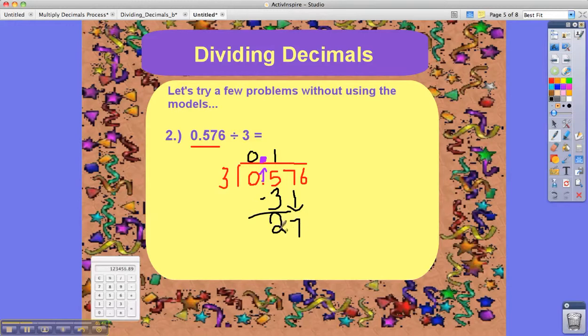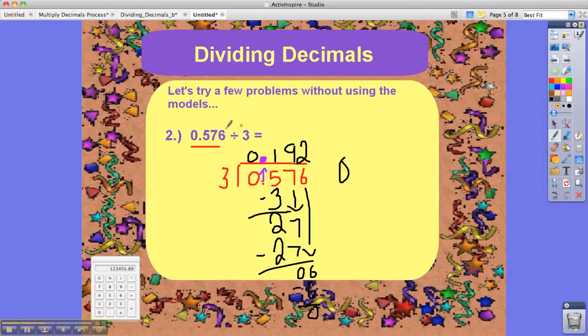So now 3 can fit into 27 9 times. Notice I put the 9 right above the 7. 9 times 3 is 27. And 27 minus 27 is 0. So we're bringing down the 6. 3 can fit into 6 2 times. So I put the 2 right above the 6. 2 times 3 is 6. 6 minus 6 is 0. So we are done.